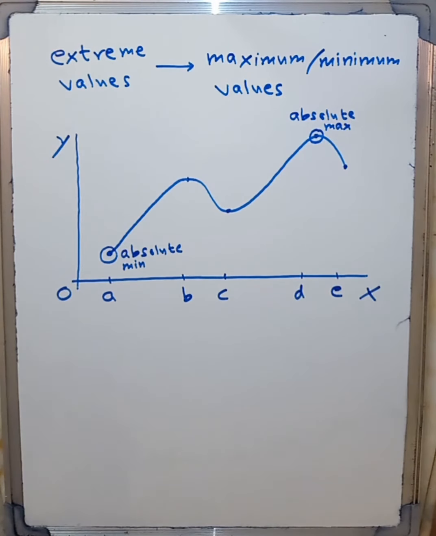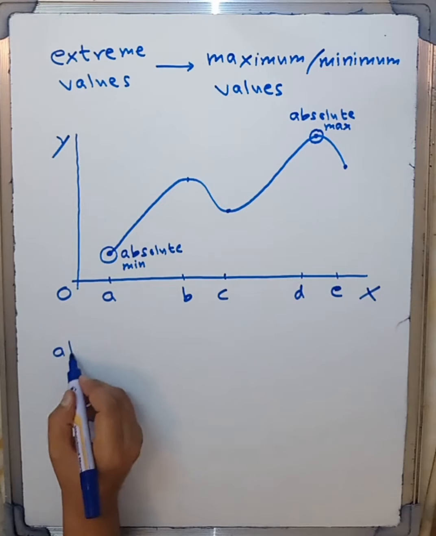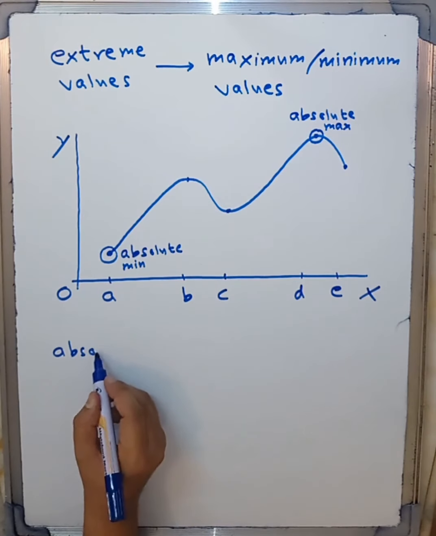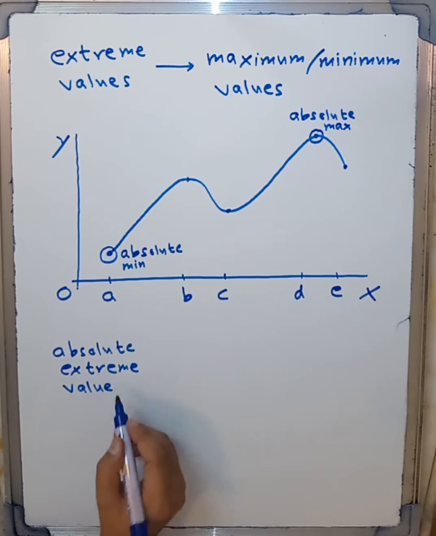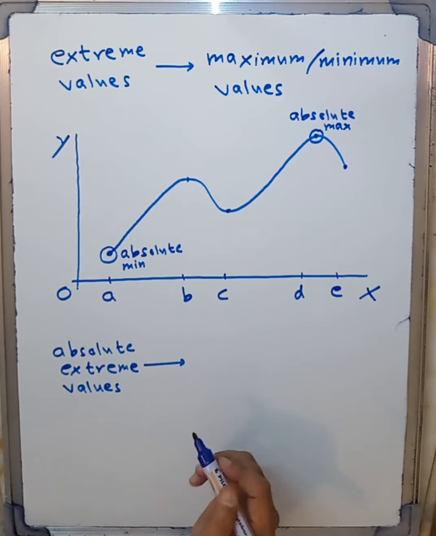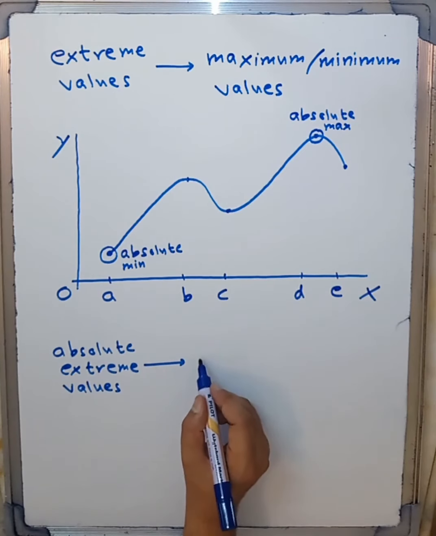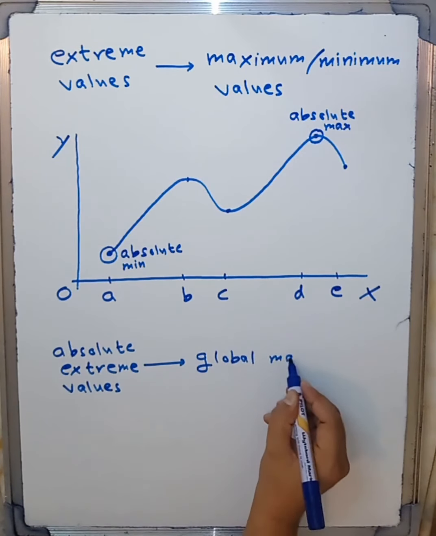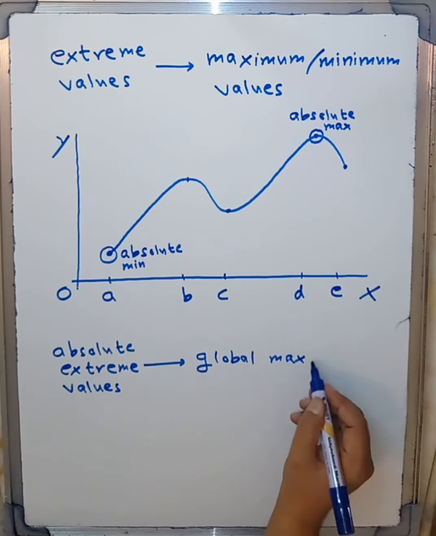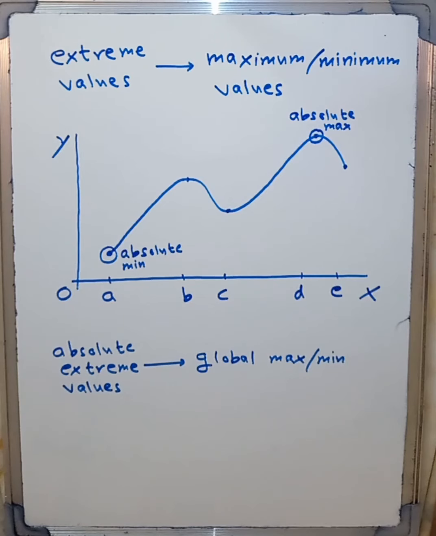So we have a term, absolute extreme values. It means that we are talking about the global maximum and minimum values. So absolute means global.